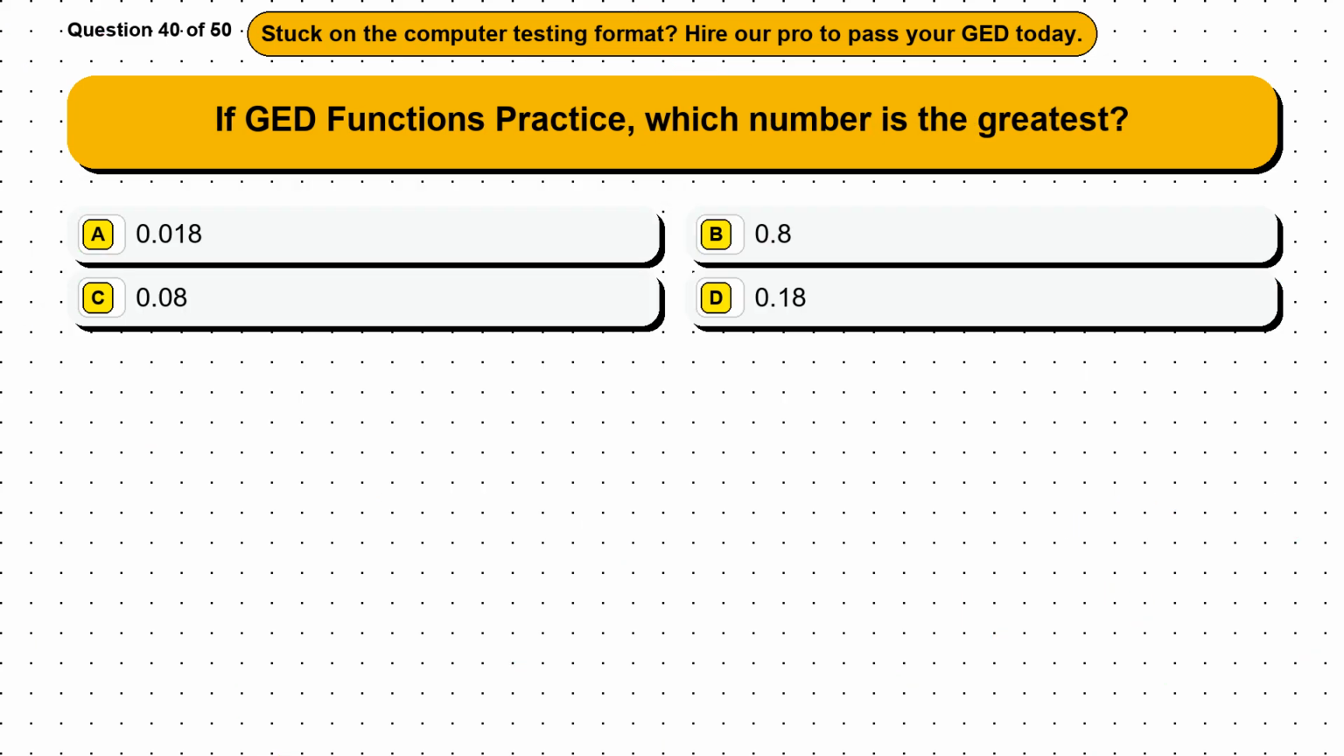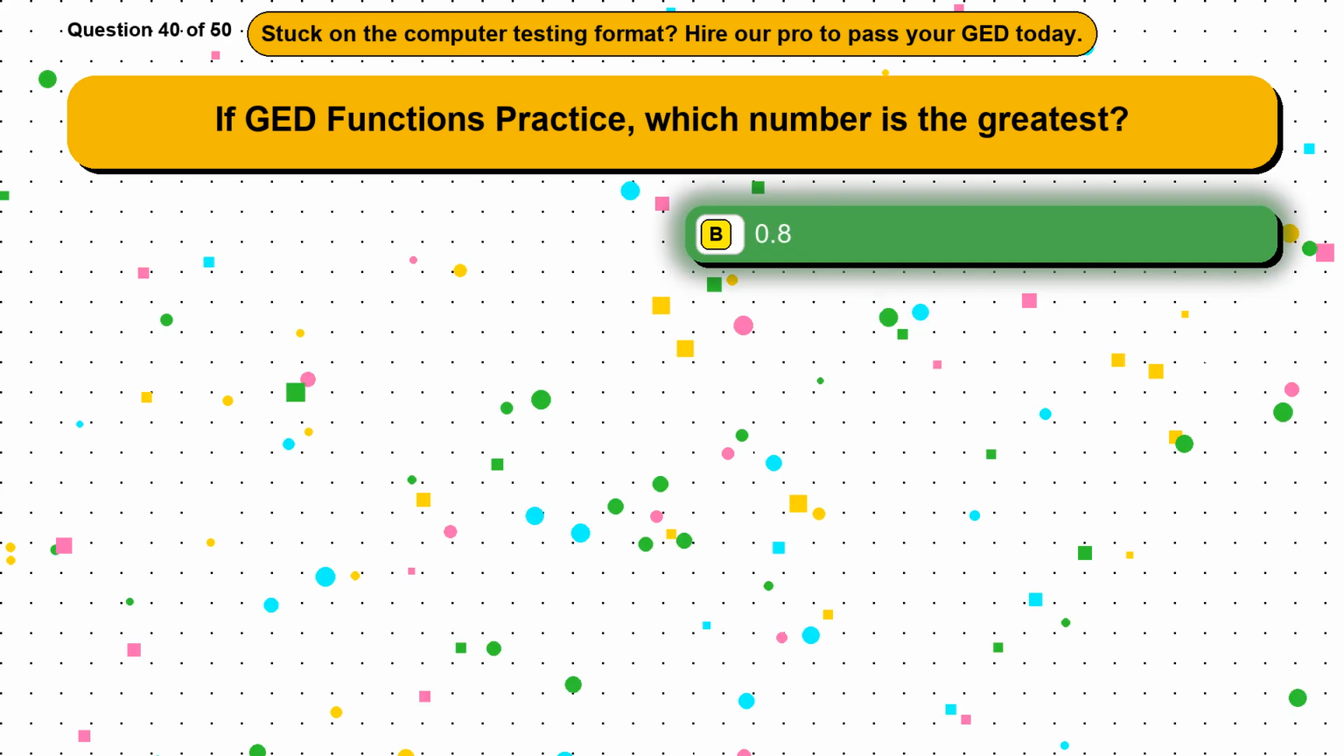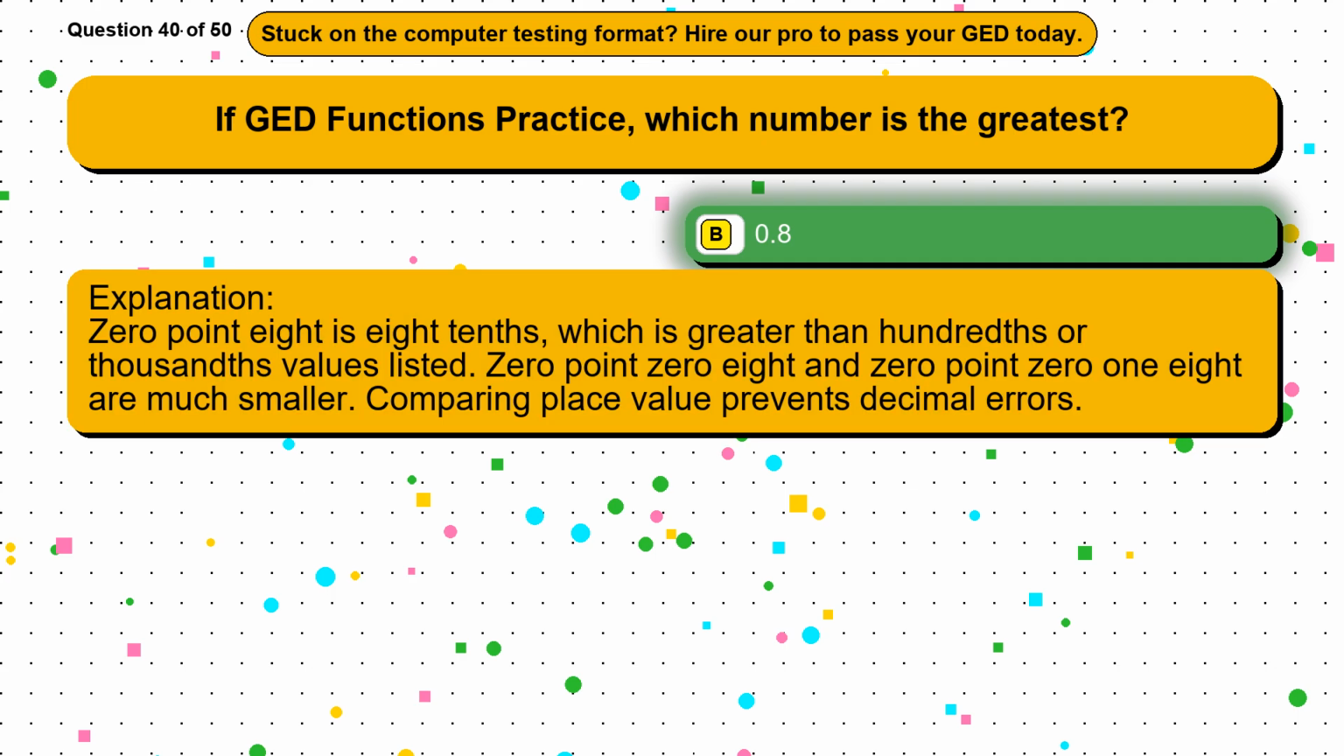Question 40. If GED functions practice, which number is the greatest? Option A 0.018. Option B 0.8. Option C 0.08. Option D 0.18. The correct answer is option B. 0.8. 0.8 is 8/10, which is greater than hundredths or thousandths values listed. 0.08 and 0.018 are much smaller. Comparing place value prevents decimal errors.